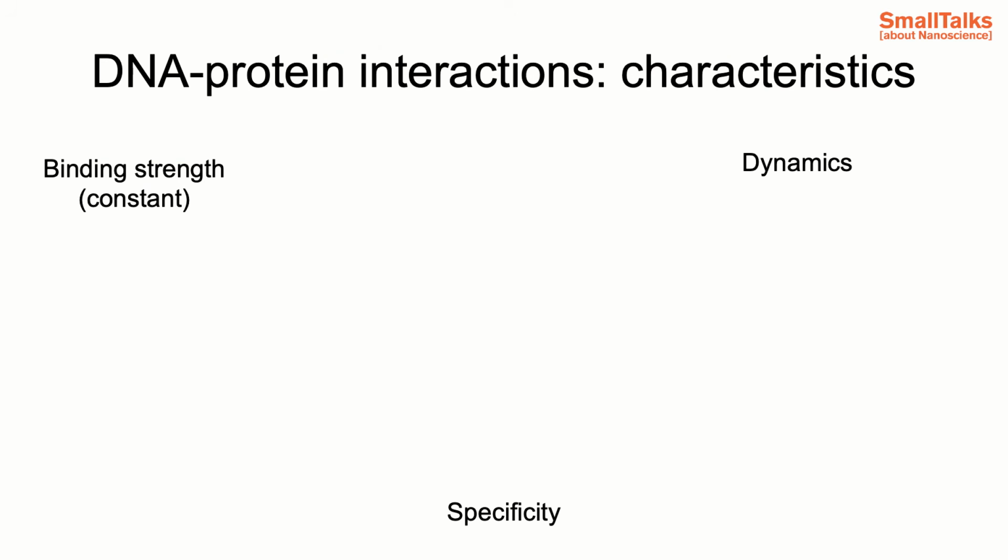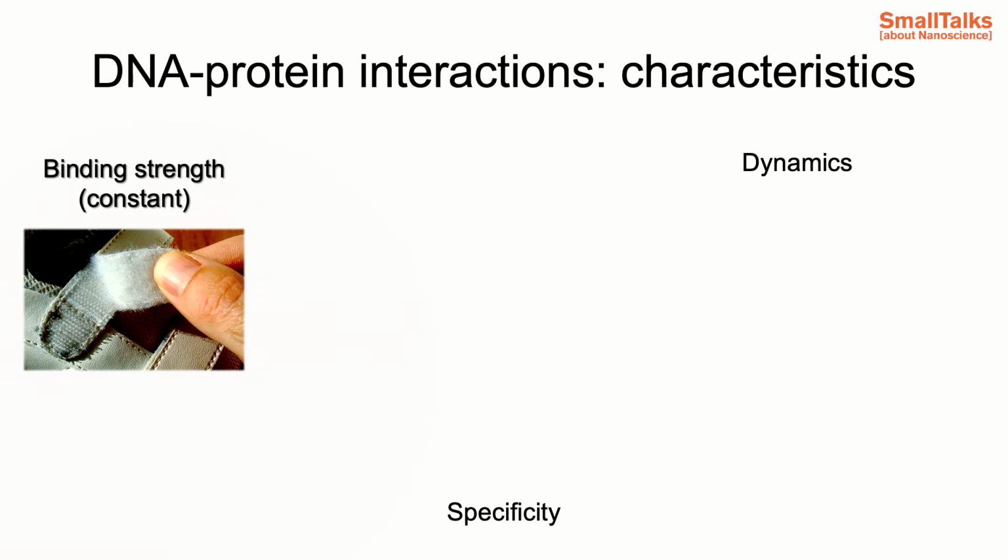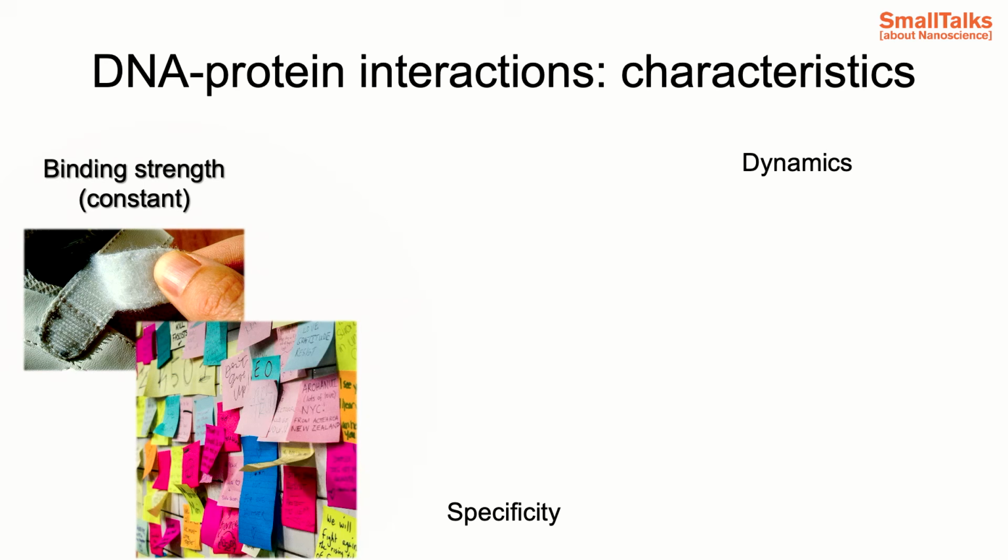But what exactly do we want to learn? What characteristics do we study when we look at DNA-protein interactions? For example, we can try to see whether the protein and DNA bind strongly between each other, like Velcro straps on your sneakers, or if the binding is weak, like a post-it note sticking to your notebook. That describes the binding strength or binding constant.